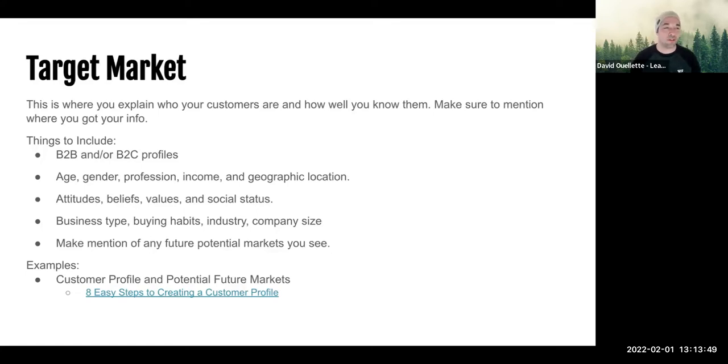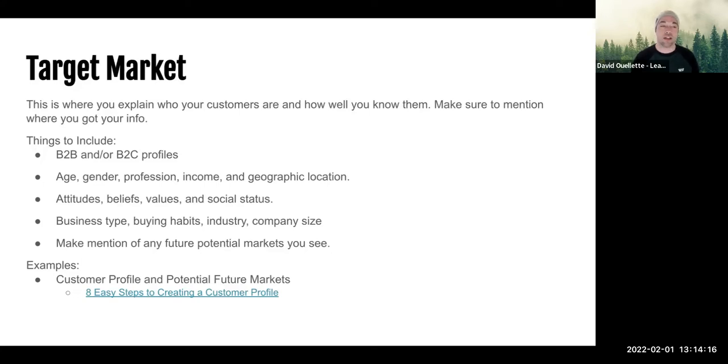So things to include here would be a customer profile. Are you B2B or B2C? Do you do business with other businesses, or business to consumer? Give a brief explanation about them: their age, gender, profession, income, where they're located. These are just many different things you could include. There's definitely a link here to eight easy steps to creating a customer profile.